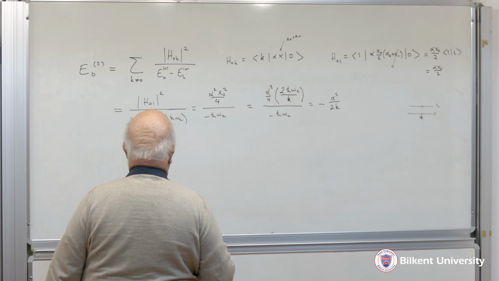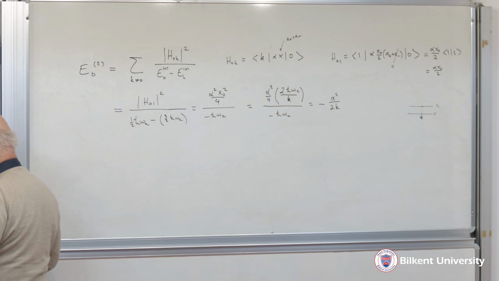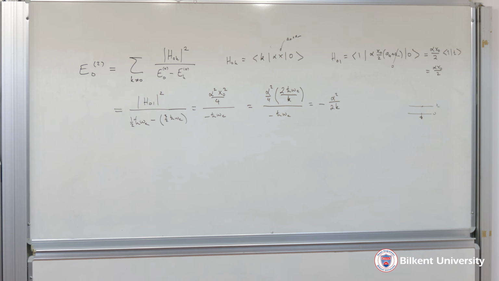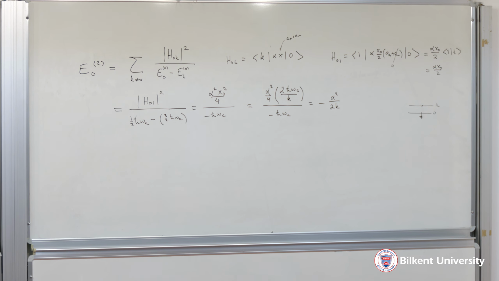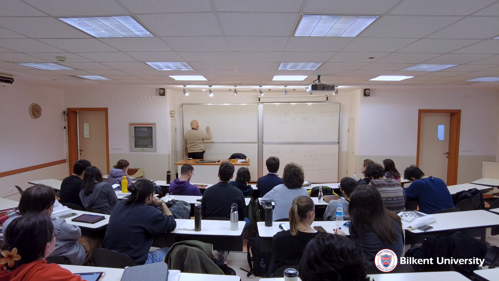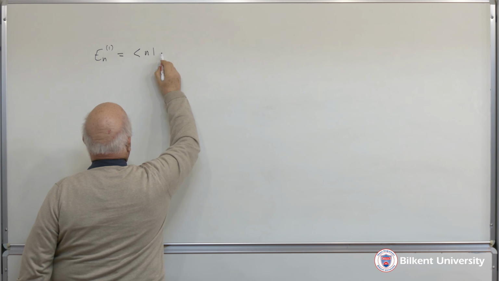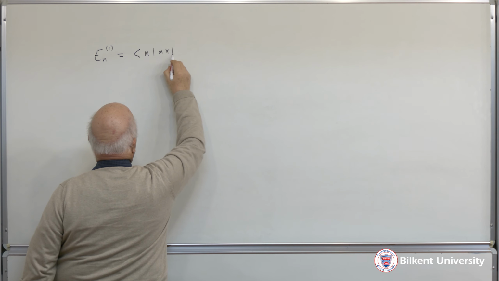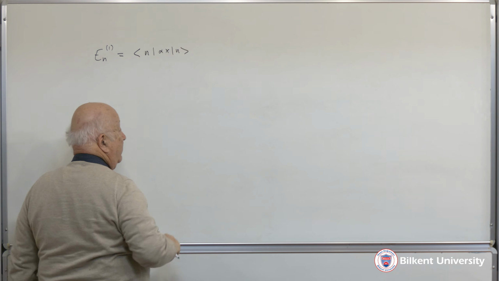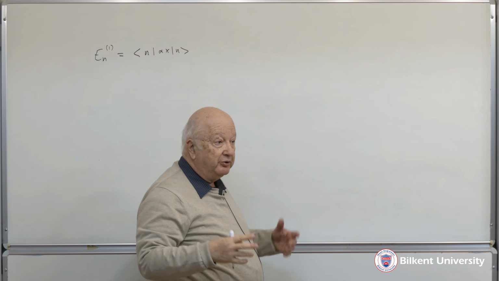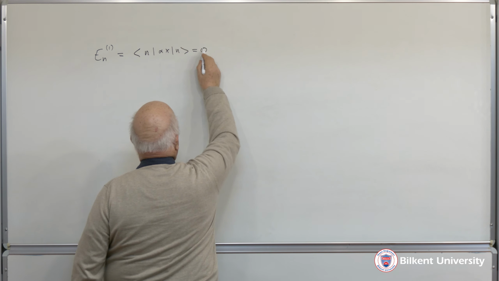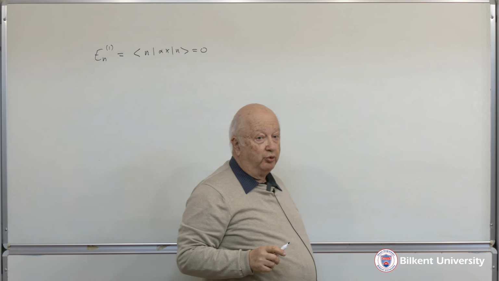So now what I want to look at is, quite obviously, the energy shift to first order in the nth state, which is going to be n alpha x n, and now again I have either a plus or a minus, so I'm going to get 0. So there's going to be no change to first order.